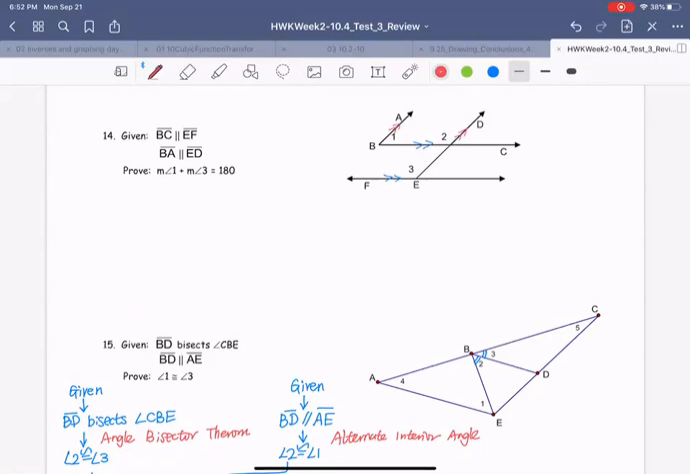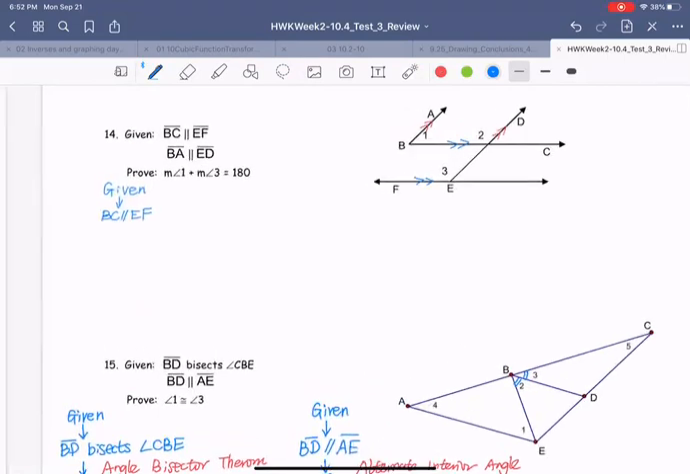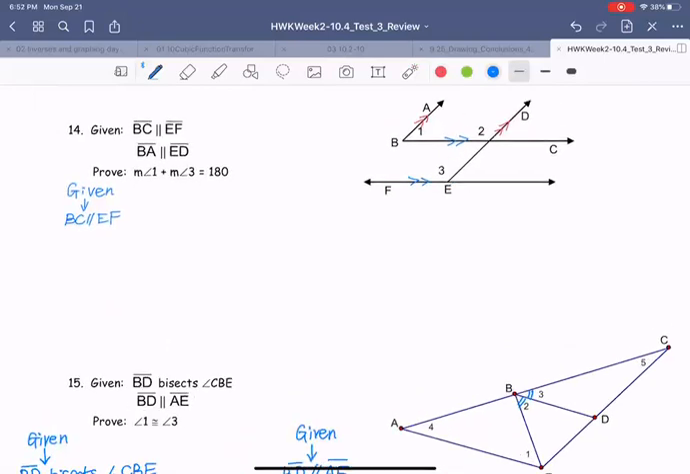Now, angle 1 plus angle 3. So now let's do this, okay? We always use given. Yes, given is BC is parallel to EF. So you say it and I write it down, all right? And then the other given is BA is parallel to ED. And prove angle 1 plus angle 3 equals 1.